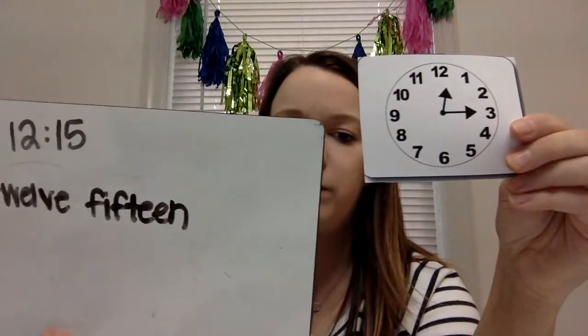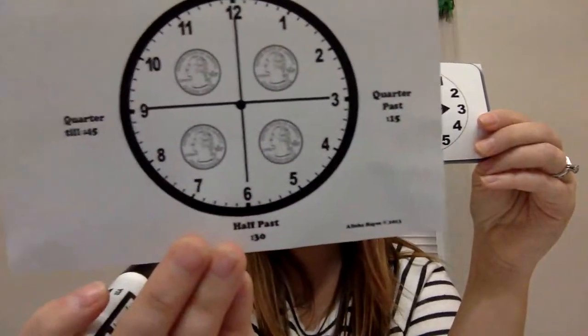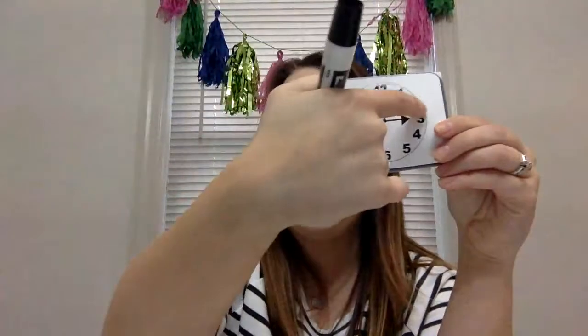And this is what that would look like, 12:15. All right. Now remember, from our quarter paper that we just had, when it's at the 3, it is quarter past. Quarter past or quarter after. As long as it's past, it's after, that is your minute hand at the 3.